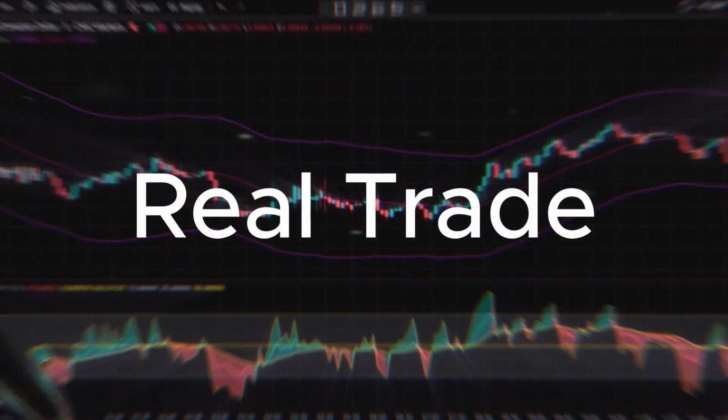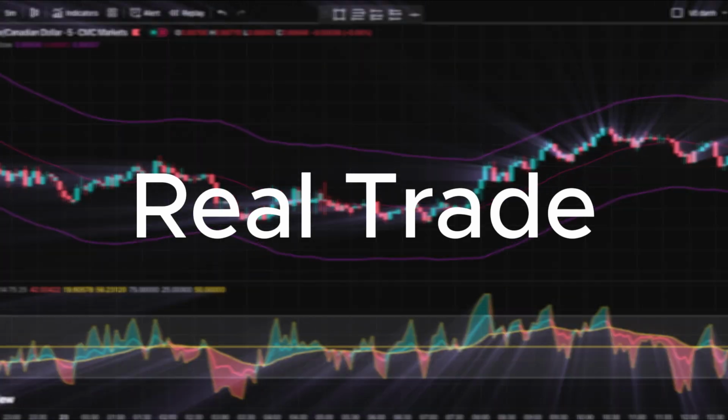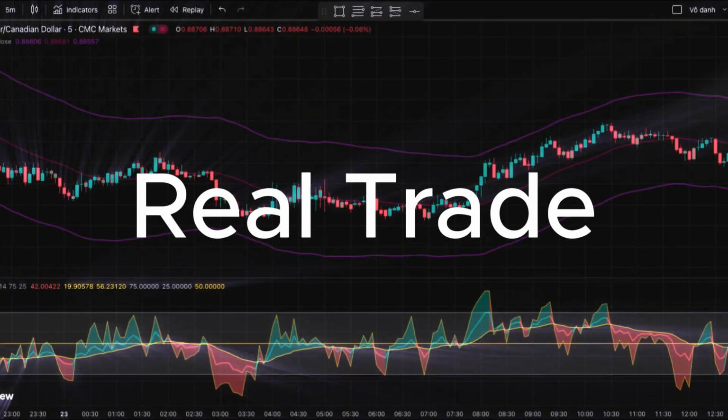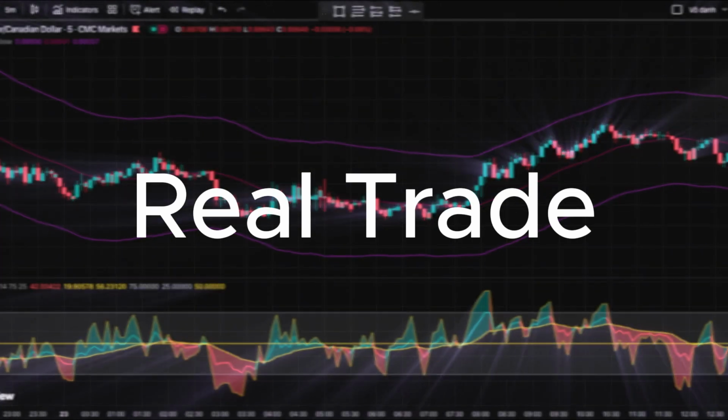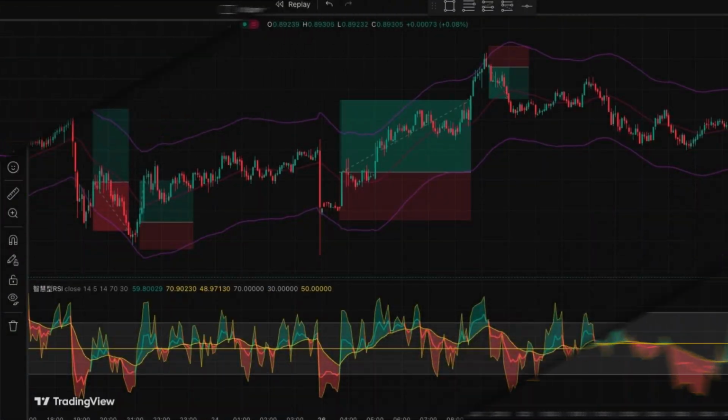Alright, now that you understand how the strategy works, let's take a look at some real trades I've taken recently using this exact setup. We'll break them down together: entry, stop loss, take profit, so you can see exactly how the rules play out in live market conditions.